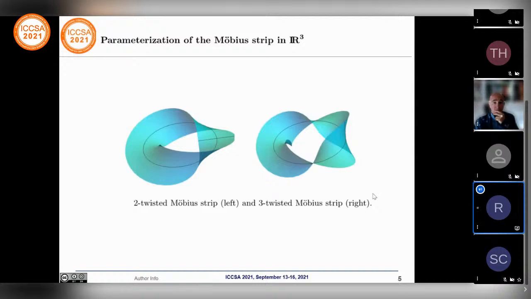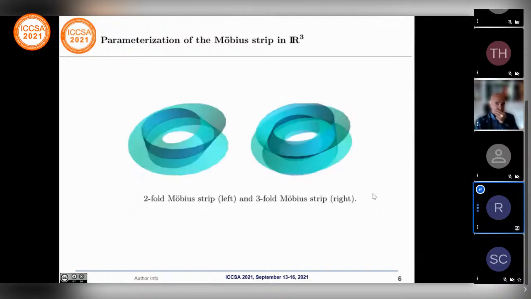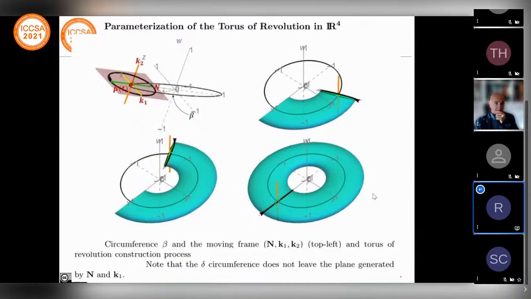With this process, it is easy to obtain the twisted Mobius strip and three twisted Mobius strip. Similarly, two-fold Mobius strip and three-fold Mobius strip. Now, the parameterization of the torus of revolution in R4. This process is a circumference in a plane around the other circumference in the plane xj.